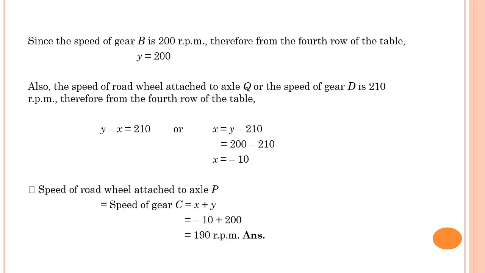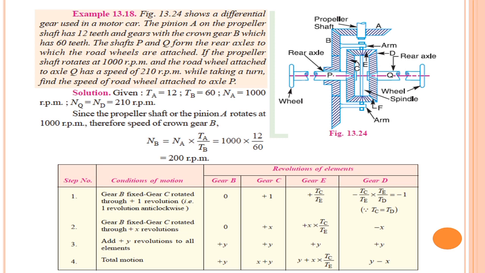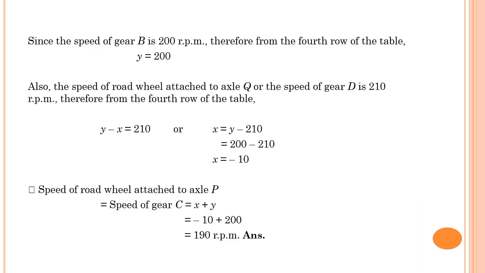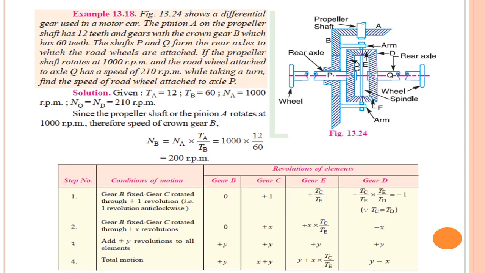And what is the condition given for us? This condition is that the speed of gear B is 200 rpm. Here NB is 200, which we have calculated. Therefore what is the formula for the speed of gear B? It is plus Y. Plus Y is equal to 200. What is the second condition? The speed of the road wheel attached to axle Q, or the speed of gear D, is 210 rpm. What is the formula for gear D? Y minus X. Y minus X is equal to 210. Therefore, putting in the value of Y, you will get X as minus 10.